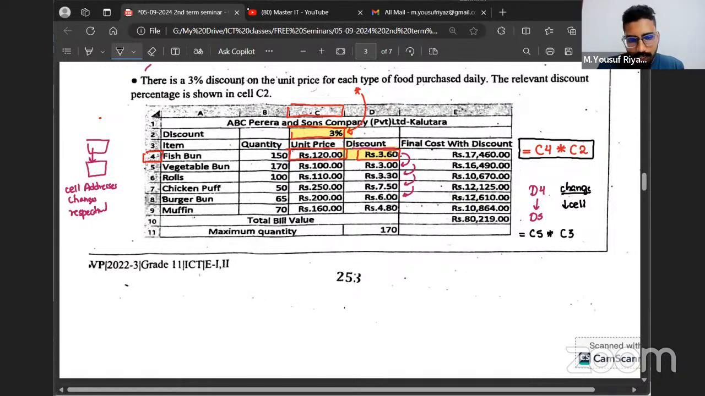In the D5 cell, it will have C5 into C3. Now the C5 cell has the price of one vegetable bun. But does the C3 cell have the discount percentage? As per the given spreadsheet, does the C3 cell have a particular percentage? No, it doesn't. Now we have the problem we are going to solve.